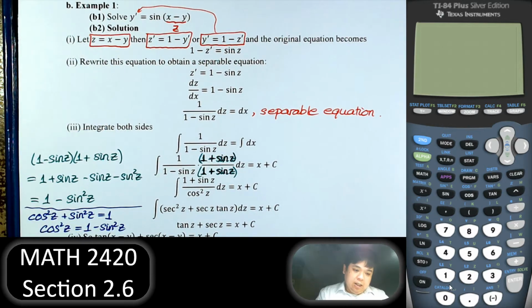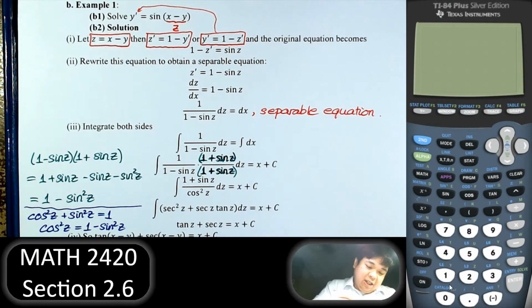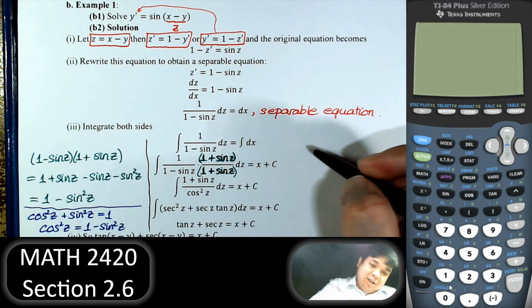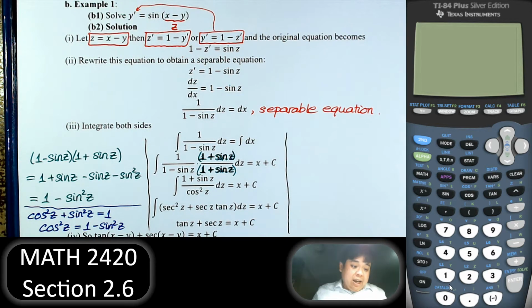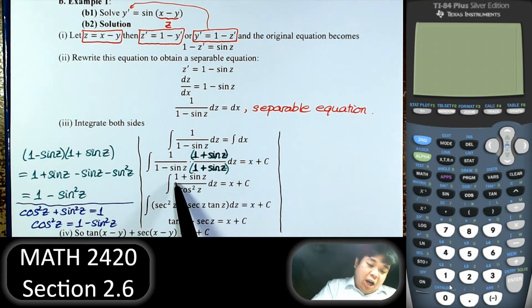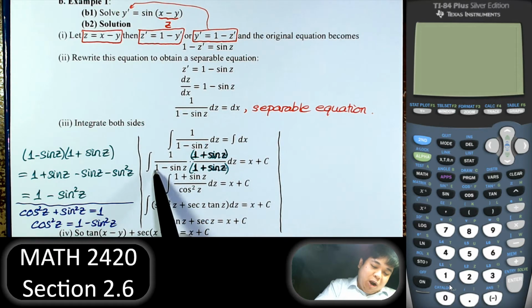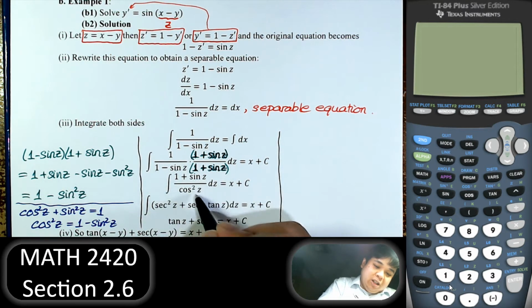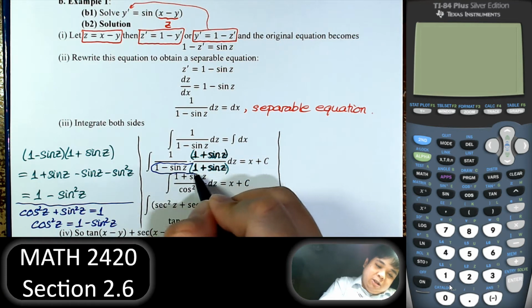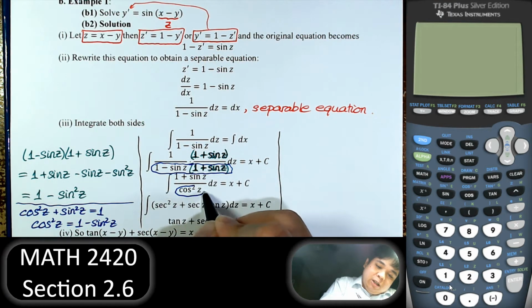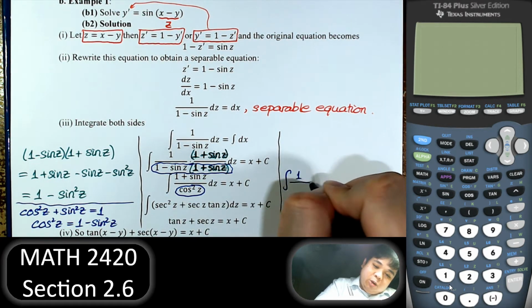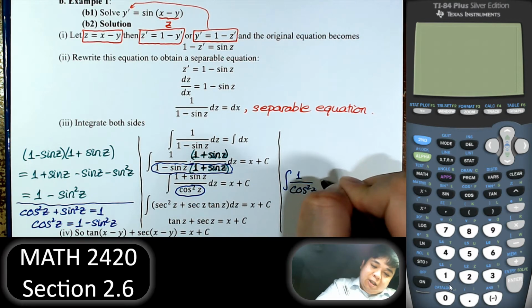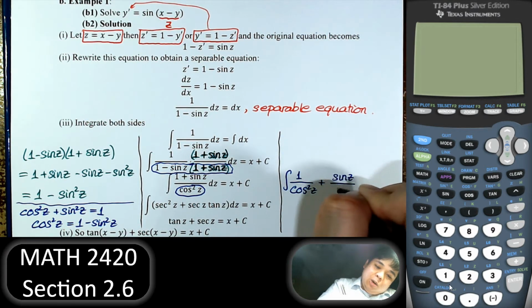Right. And then we will split. I'll skip a few steps because I don't want to type a lot of things, and it also takes a lot of space. So I will split. Once again, 1 minus sine z and 1 plus sine z at the bottom together is cosine square. So multiply this out. That gives us cosine square. Now to integrate this, we will split 1 over cosine square plus sine z over cosine square.